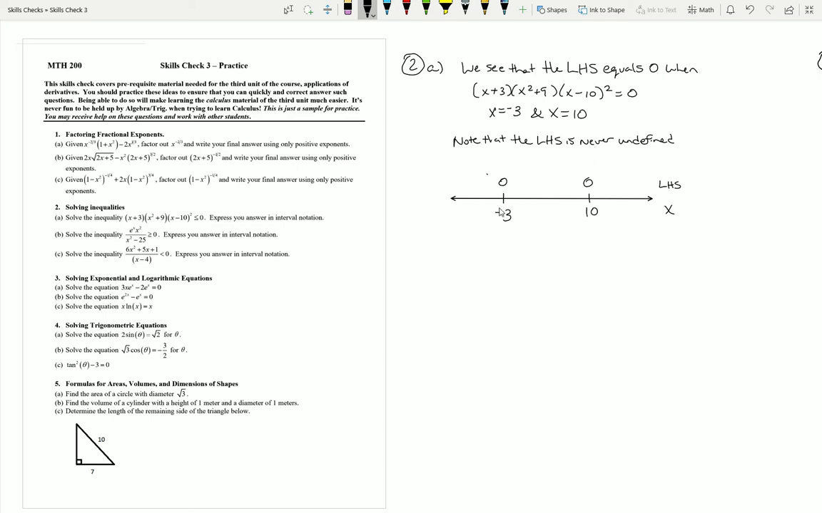And now I can use some test points. I can test some values in between these to see what this expression will become when I don't use exactly these values, but maybe something smaller than negative 3, or in between negative 3 and 10, or even bigger than 10. So let's take a look at how that would actually work. Let's suppose that I pick a number over on this side, like maybe x is equal to, say, negative 4. Okay, I'm going to test that out to see what happens over here. Well, if I do that, I should be able to notice the following.